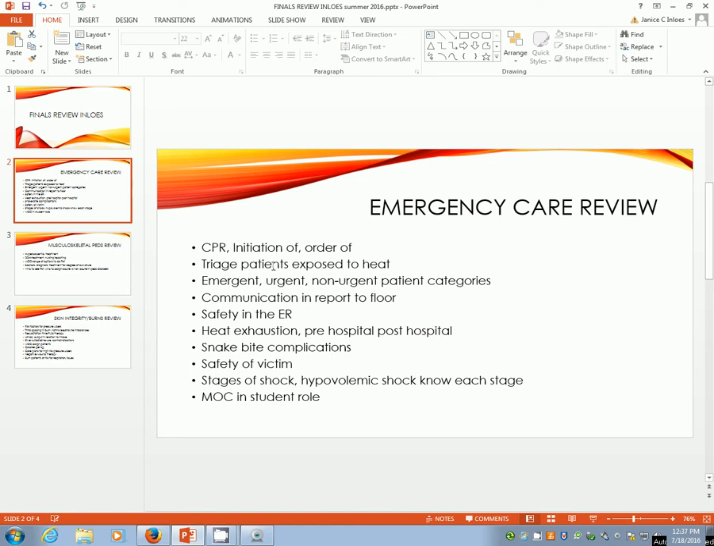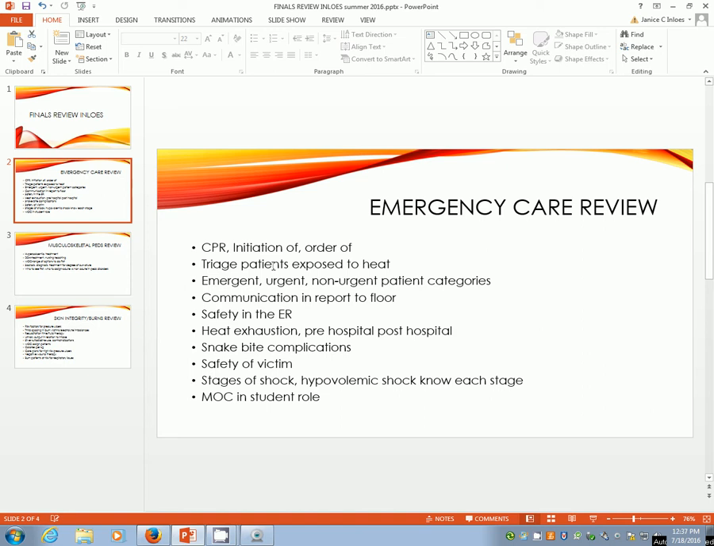Safety in the ER. There's a column in there that tells you about how to keep your patients safe in the ER, such as falling off stretchers, falling on the floor, getting up when they've been medicated and they shouldn't be. So those patients that have fall risk, you need to be sure and identify them when they're down in your ER.